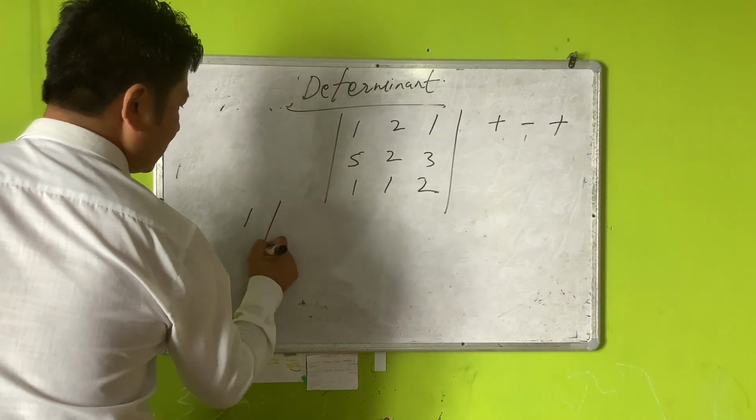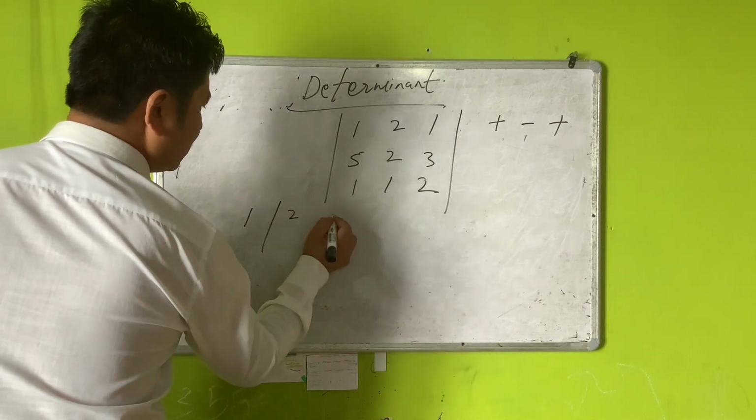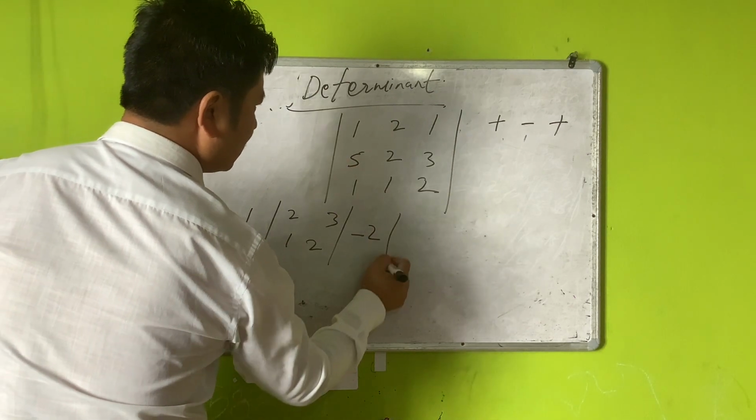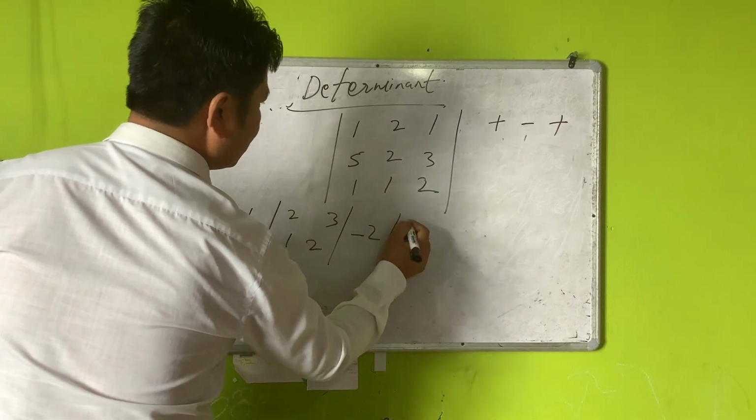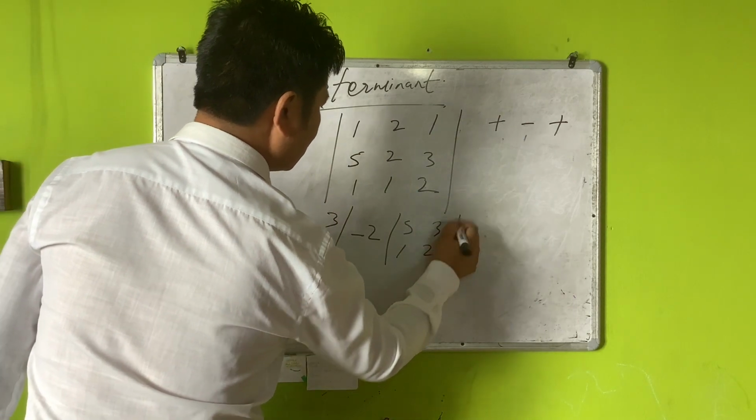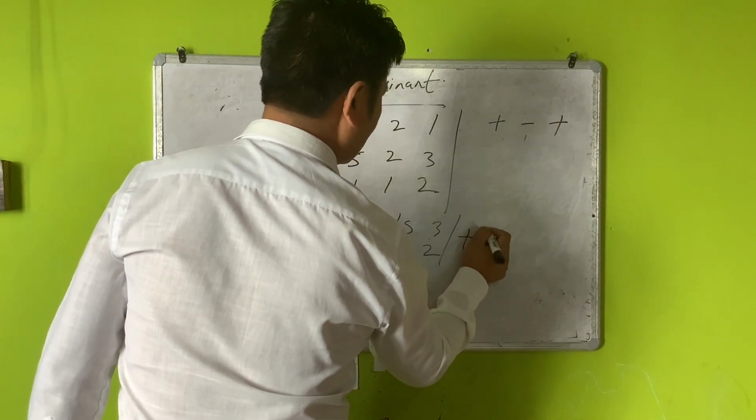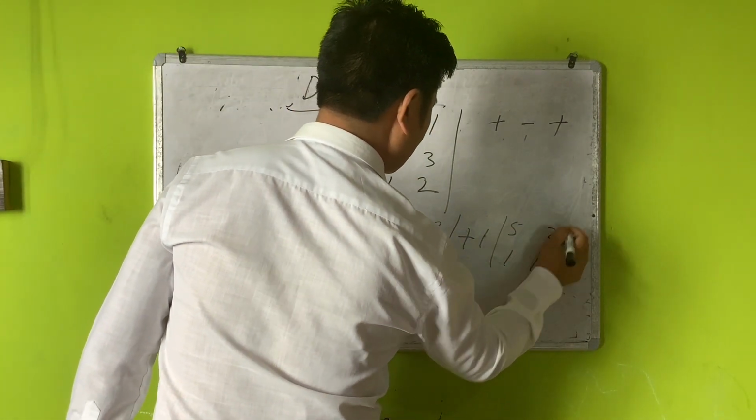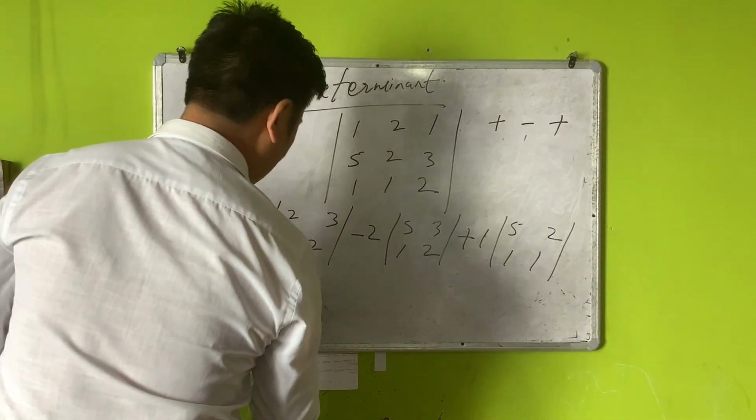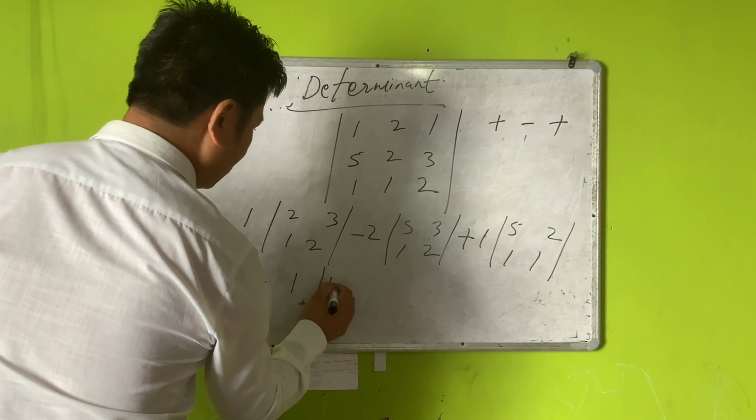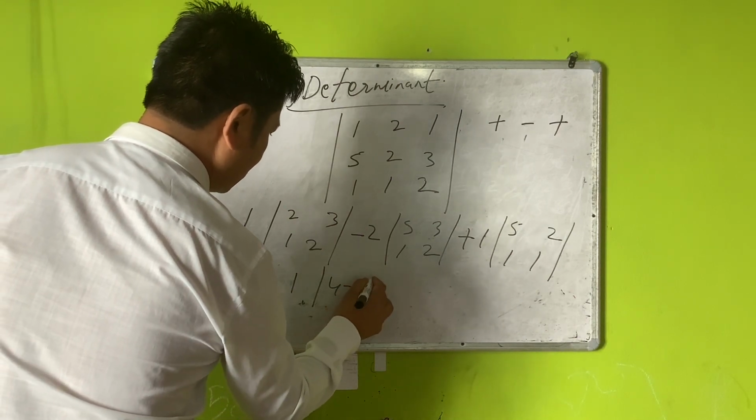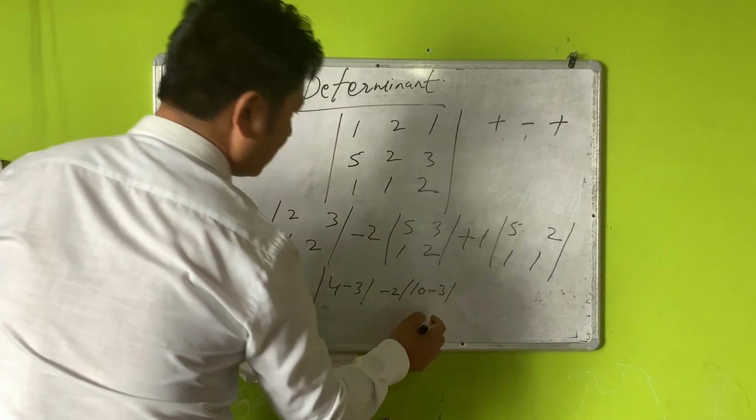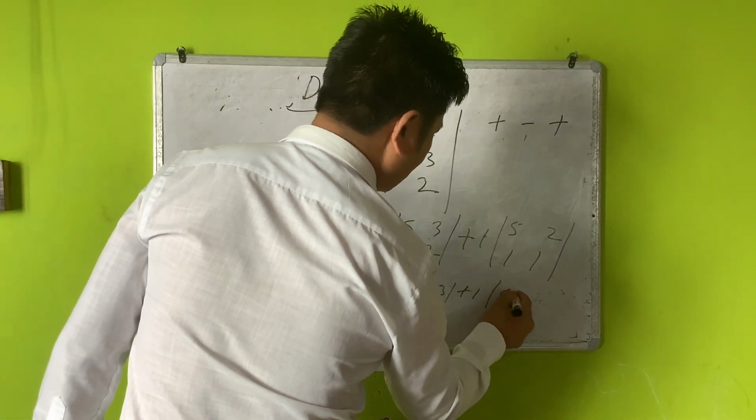Okay, this one, its minor is 2 3 1 2, right? Minus, for the 2, which ones remain? 5 1 3 2, plus again plus 1, its minor is 5 2 1 1. Okay, so you can solve now. 1 2 into 2 4, in between is the minus formula. 3 minus 2, okay, this is 5. 10 minus 3 plus 1, 5 minus 2.